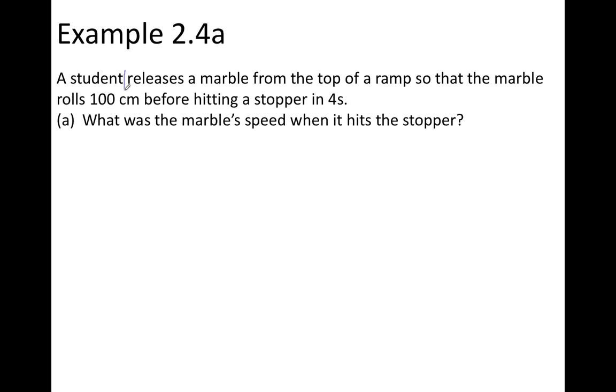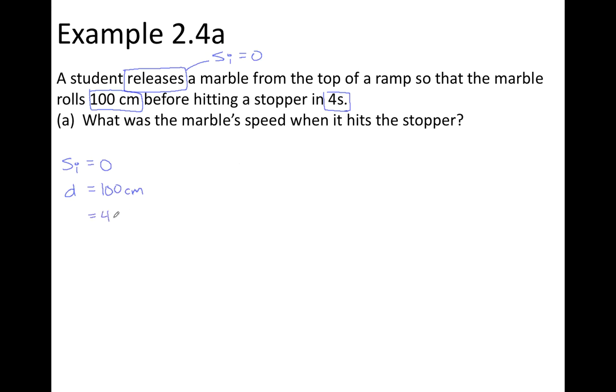So it says that the student releases a marble. That is going to imply that the initial speed is zero. So we'll put that down in our givens and unknowns table. From the top of the ramp so that the marble rolls 100 centimeters. 100 centimeters is a distance. I can identify that as a distance because it has units of length, and units of length correspond to a distance or displacement. Before hitting a stopper in 4 seconds.